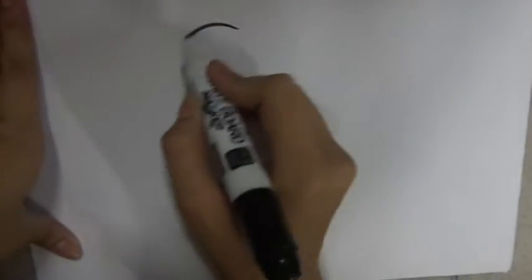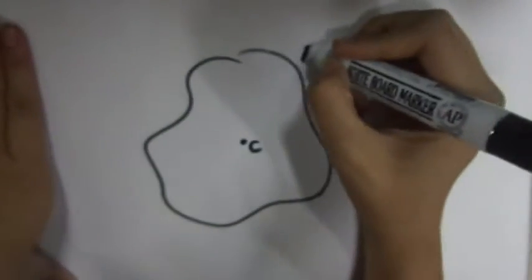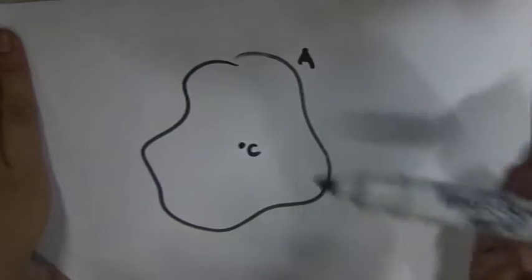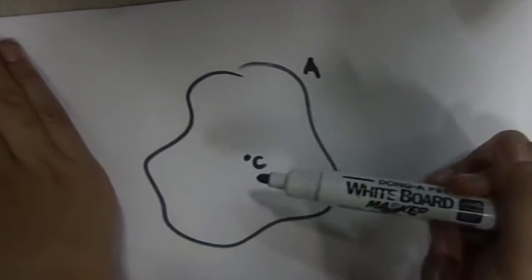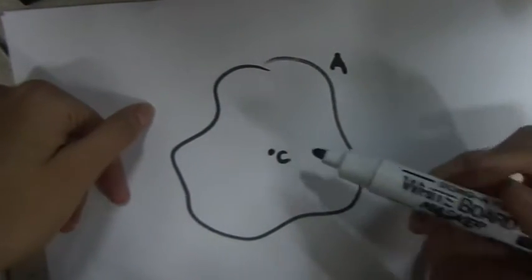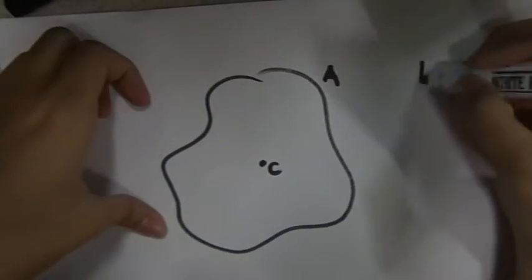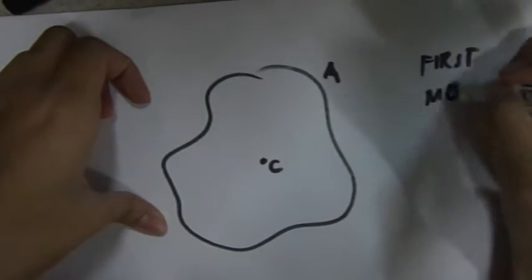But first, you must know the basics about the first moment of areas. Let's say we have an irregular shape with centroid C and area A. A centroid, also referred to as the center of gravity or center of mass, is the arithmetic mean position of all the points on the shape. Now, how do we get the centroid of the irregular shape? That is where the first moment of area comes in.